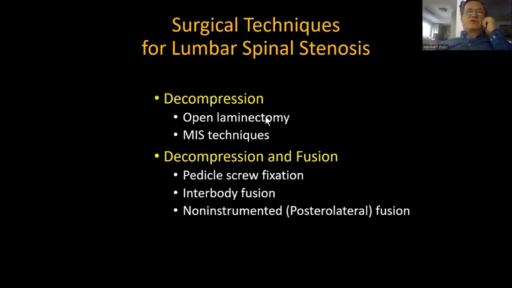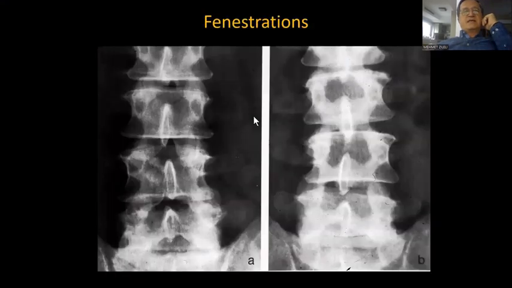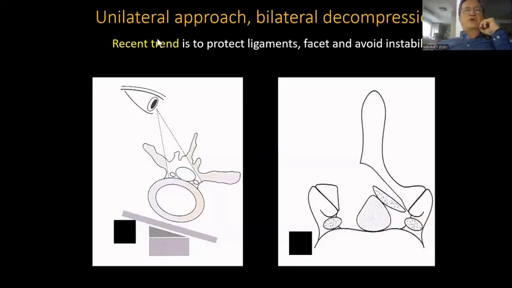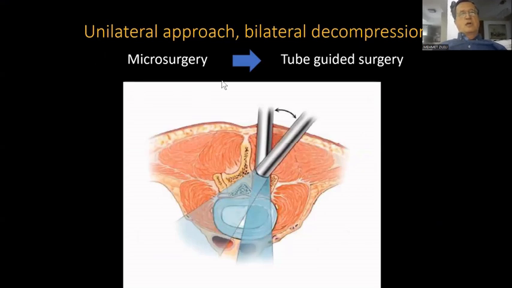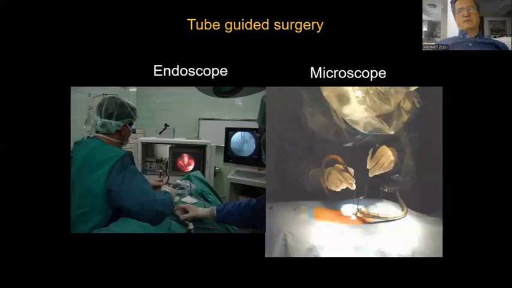The surgical techniques for lumbar spinal stenosis are decompressive surgeries and decompression and fusion surgeries. In the past, we used to do total laminectomies, then we switched to fenestrations, then we switched to a unilateral approach and bilateral decompressive surgeries to protect ligaments and facets and avoid instability. So microsurgery or tube-guided surgery may serve that aim of unilateral approach and bilateral decompression. This is also my practice.